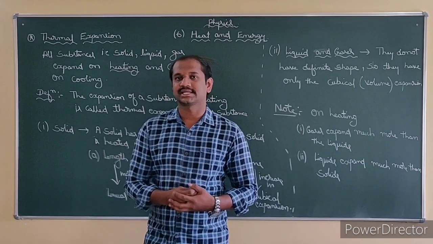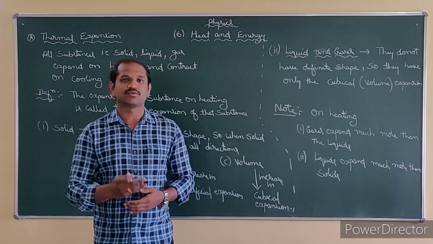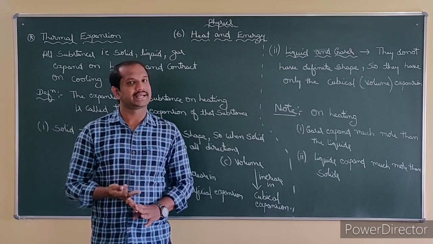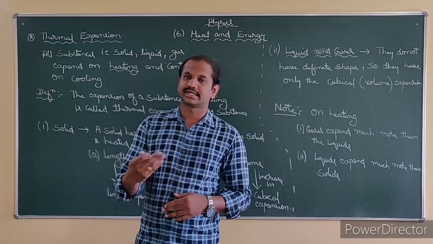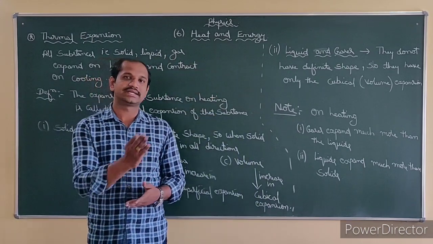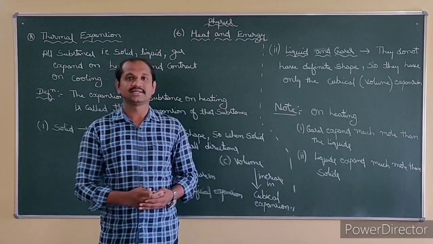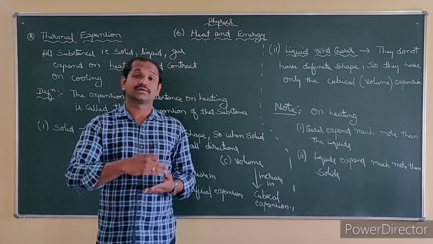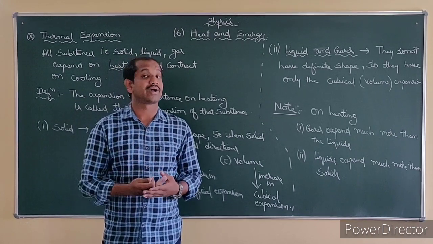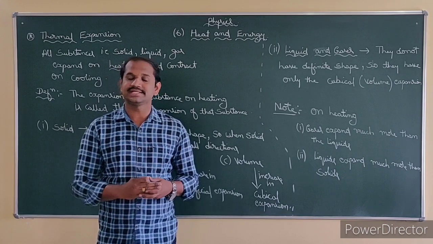What did we see in the last class? In the last class we have seen what we mean by heat, what we mean by temperature, right? And what are its SI units, CGS units, conversions, and also we have seen the difference between heat and temperature, and how to convert Kelvin to Celsius, Celsius to Fahrenheit. All these things we have been seeing.